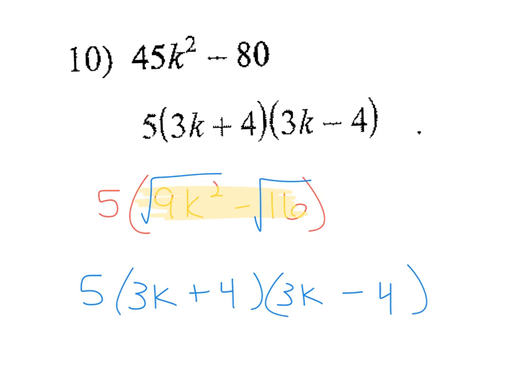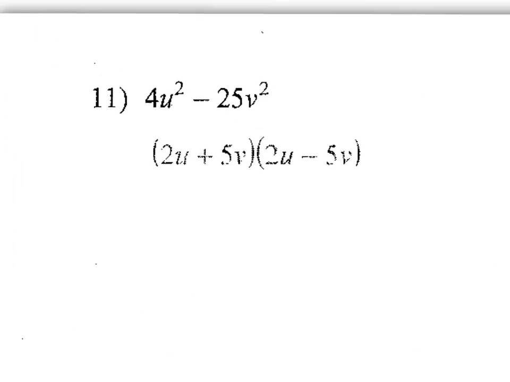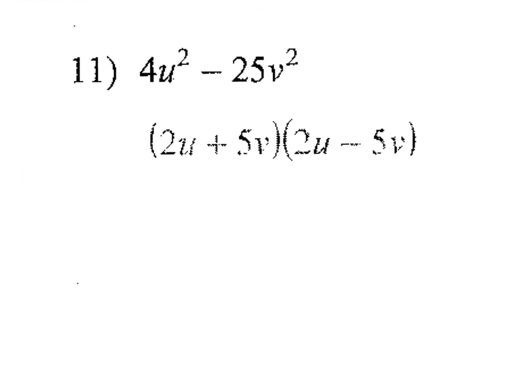All right, moving to the next page here, number 11. So number 11 is another difference of squares. So when you're looking at this, you have a minus in the middle, and you can square root. So the square root of 4 is 2, and the u squared breaks down to u and u.